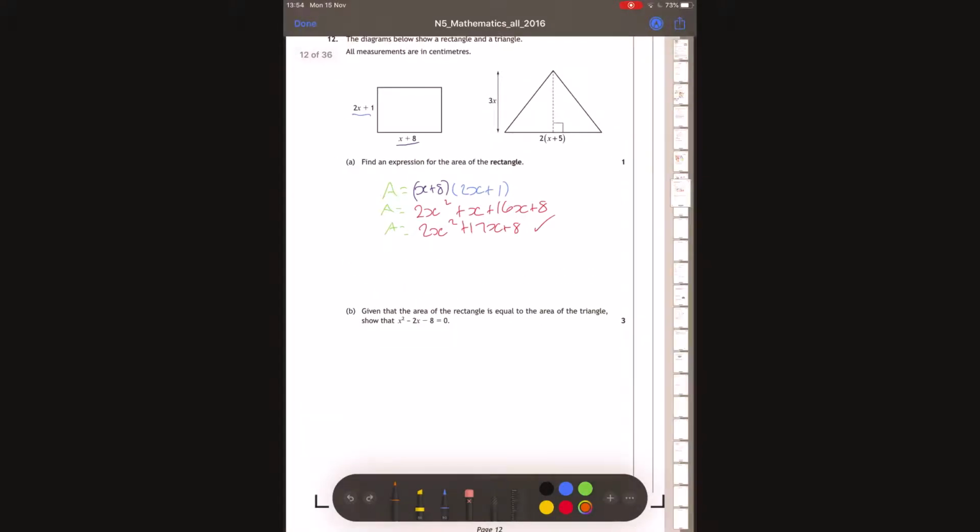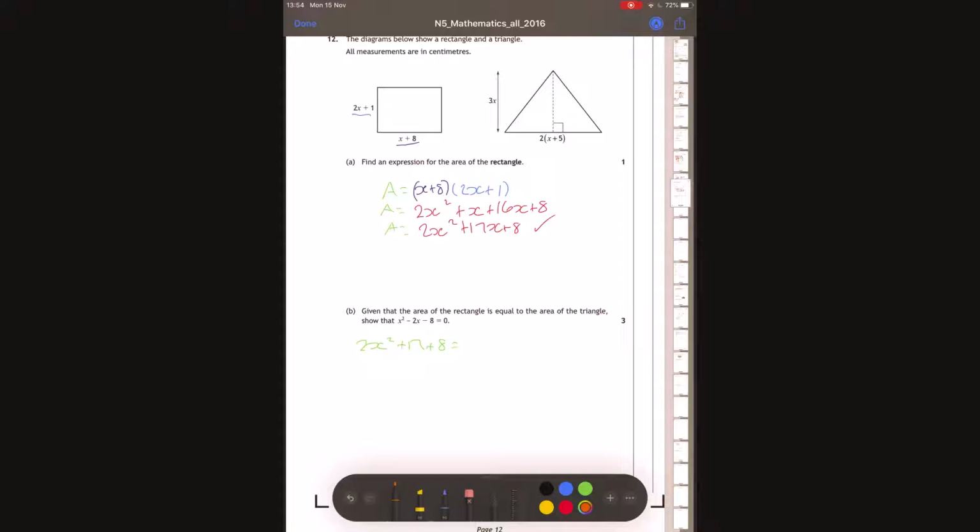So the first sentence, we know that the area of the rectangle is equal to the area of the triangle. Well, we've just found the area of the rectangle here. So this expression here must be equal to the area of the triangle. So we can write that. So we can say area of the rectangle, which we know is 2x squared plus 17x plus 8, is equal to the area of the triangle.